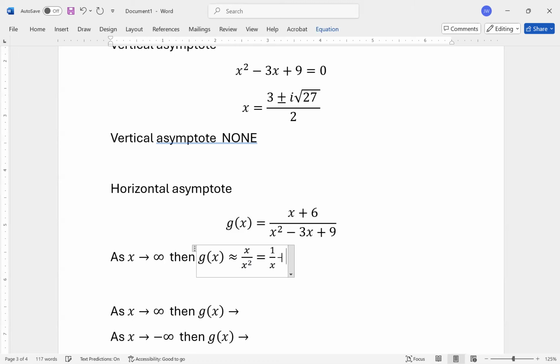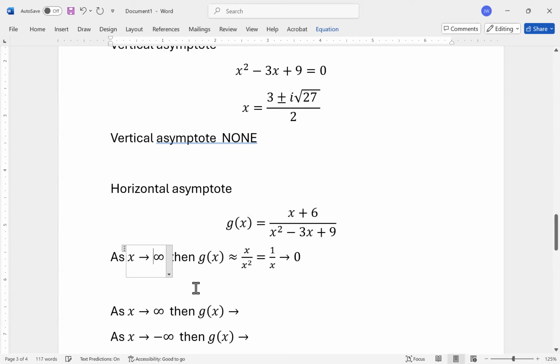Now, 1 over x, as x gets really, really big, this is like 1 over 1,000, 1 over 1,000,000, 1 over 1,000,000,000, 1 over 1,000,000,000,000. This is 1 over really, really big numbers. And that means that fraction is getting closer and closer to 0.